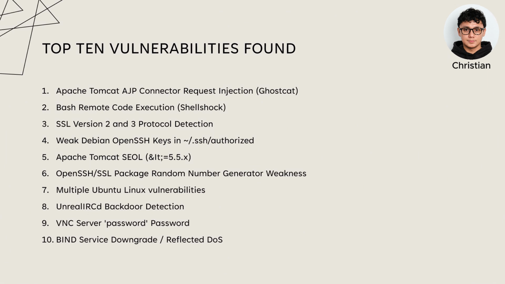This slide presents the top 10 vulnerabilities identified in our scans. These include critical issues like shell shock, GhostCat, and SSL protocol weaknesses. Addressing these vulnerabilities is essential for enhancing our network security.